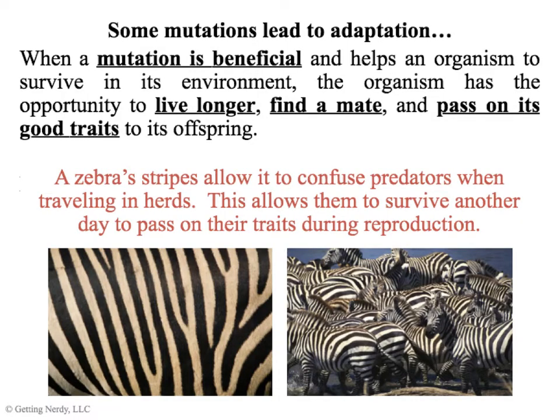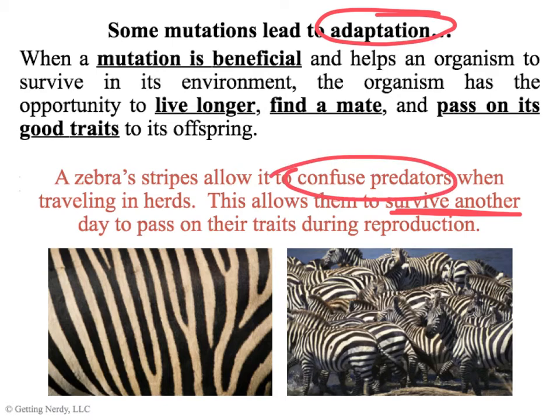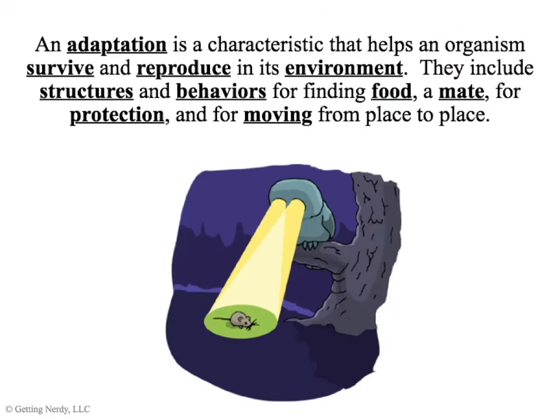So here we are with the section on adaptation. When a mutation is beneficial, it helps an organism to survive in its environment. The organism has the opportunity to live longer, find a mate, and pass on its good traits to its offspring. Okay, for example, the zebras. One thing that allows them to survive is the stripes, and because they are able to travel in herds, the stripes confuse the predators. So that is an adaptation for them.